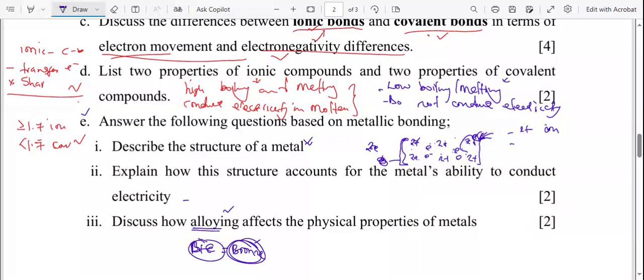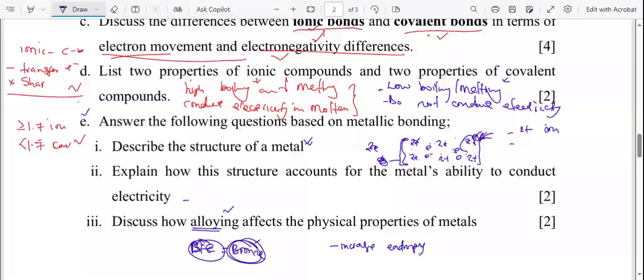Now they say describe how alloying affects the physical properties of a metal. It will actually distort the lattice structure, the arrangement, because these two metals have to bond. So it increases the entropy. Entropy is about the disorder of particles or arrangement. So I can say it increases entropy.